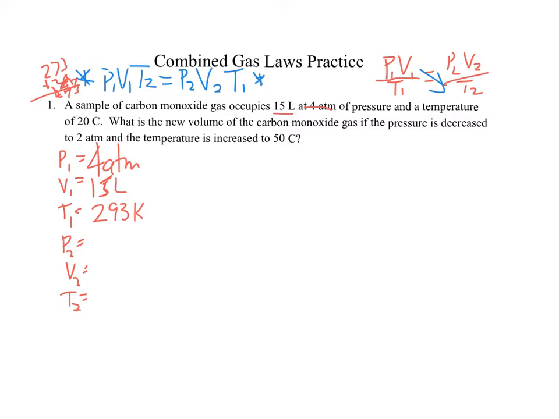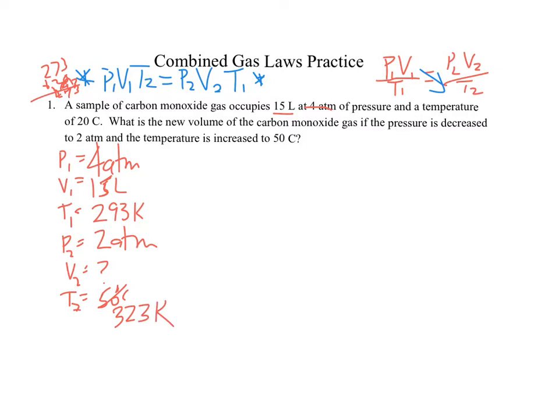And then, of course, we need to fill in our variables for the final conditions of the gas. So it says, what is the new volume? So that tells me right there that I'm solving for volume. If the pressure is decreased to 2 atms, so there it is, 2 atms, and the temperature is increased to 50 degrees Celsius. So remember, 50 degrees Celsius, I've got to convert that to Kelvin. So if I add 50 to 273, I get 323 K. 323 K is now my final temperature.